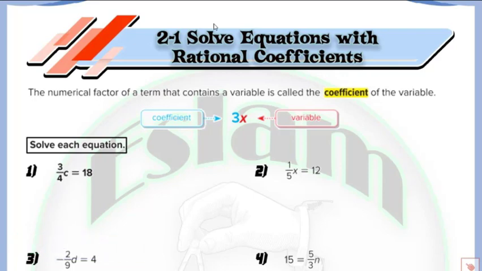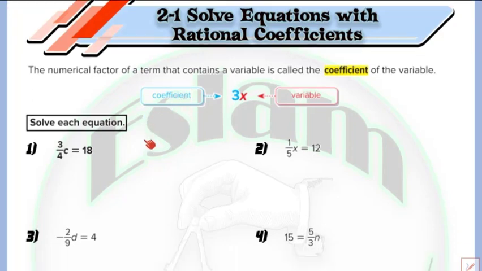At the first, what is the meaning of the equation? Equation is equality of two quantities. The left hand side is equal to the right hand side. Solving equation means finding the value of the variable which makes the left hand side equal to the right hand side. We will solve the equation when we have a rational coefficient. As we said before, a rational is a number which can be written in the form of a fraction.